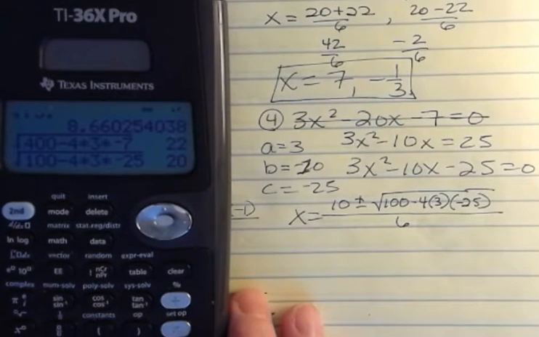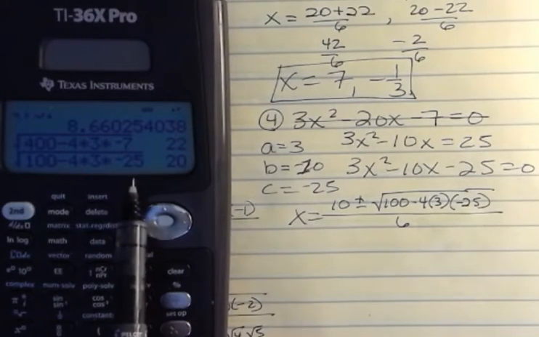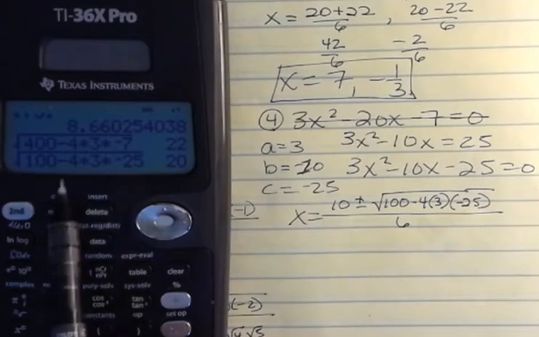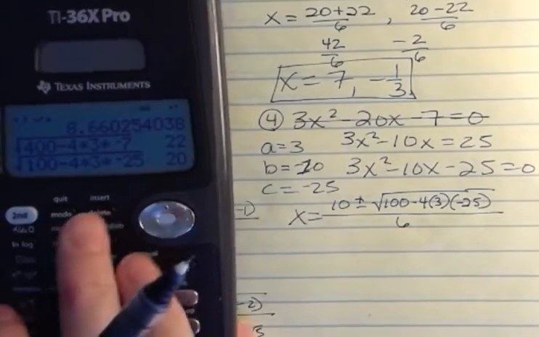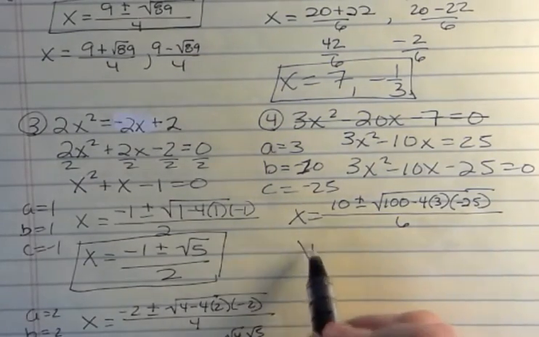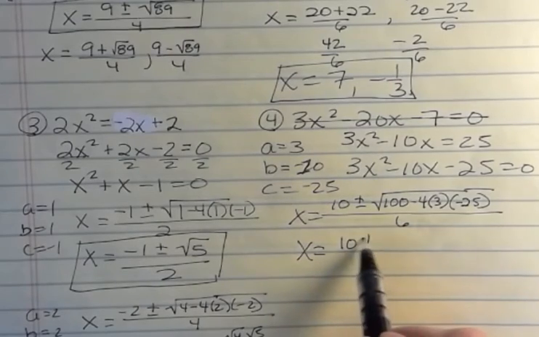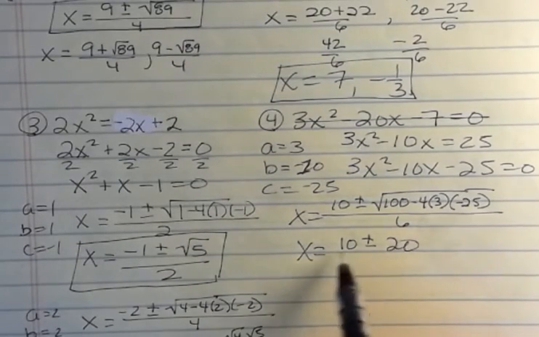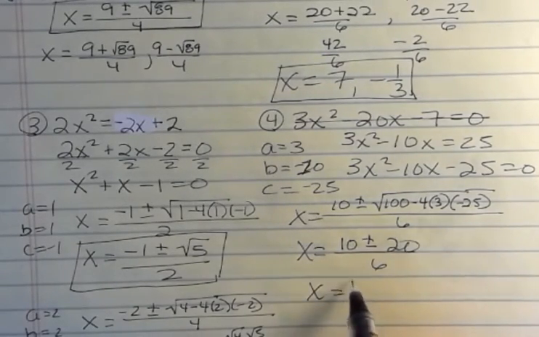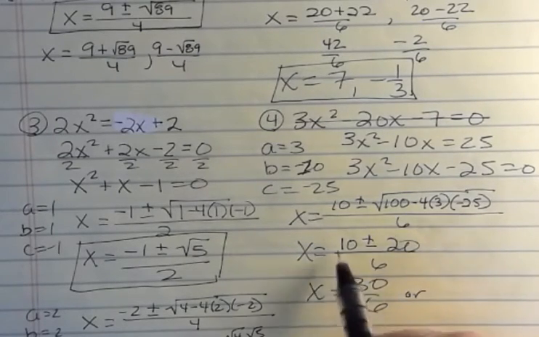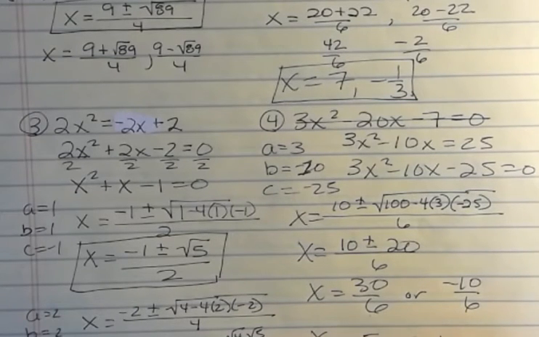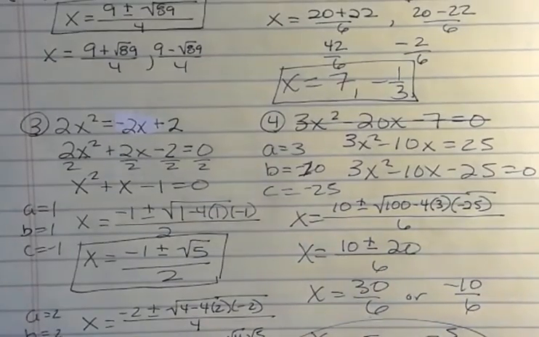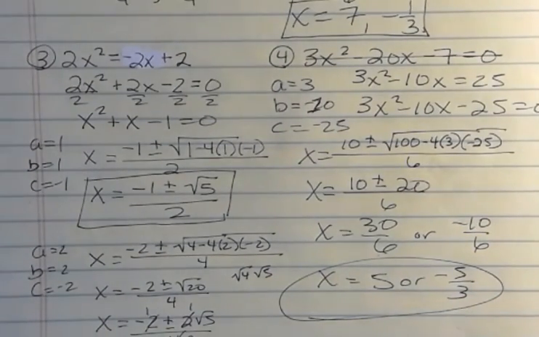It's always nice when things work out nicely. You can see 4 times 5 is 100, times 3 is 300, plus 100 is 400, square root of 400 is 20. The computer did that for us. We have 10 plus or minus 20 over 6. So we have 30 over 6, or minus is negative 10 over 6, and that gives us 5, or negative 5/3. And that's using the quadratic formula to solve equations.